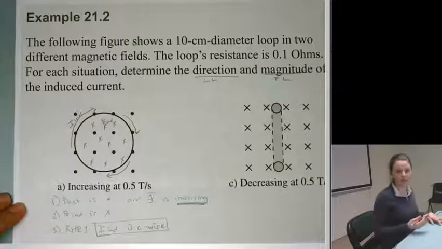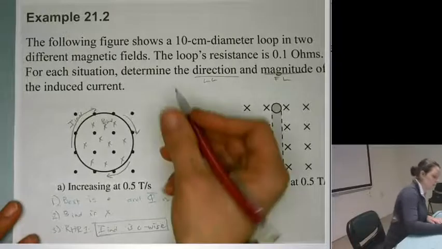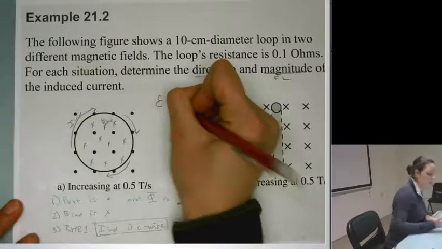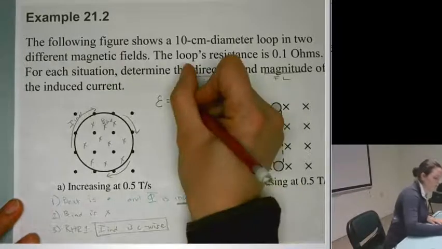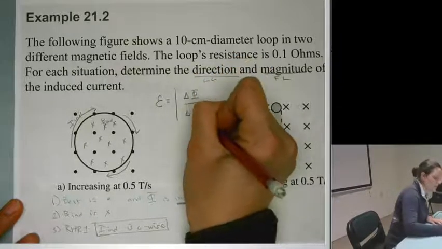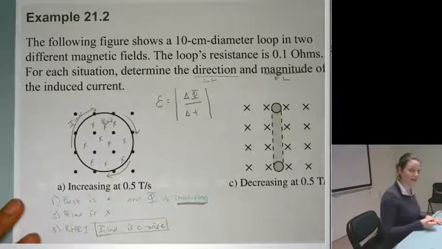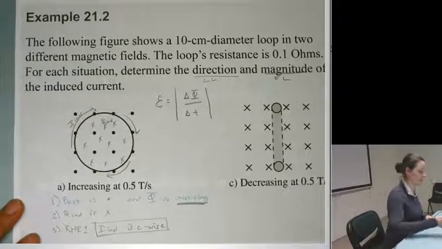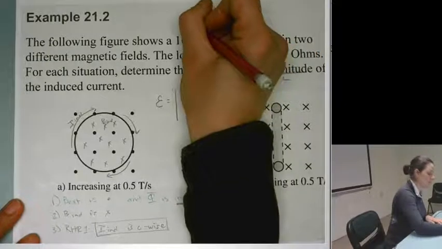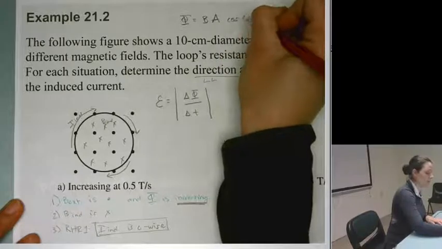To find the magnitude of the induced current, we're going to use Faraday's law. So we'll say that the magnitude of the induced EMF is equal to the magnitude of the change in flux over the change in time. Okay, the formula for flux, be a great time to look it up and make sure that you know where it is on the equation sheet. But the formula for flux is B times A times cosine of theta.